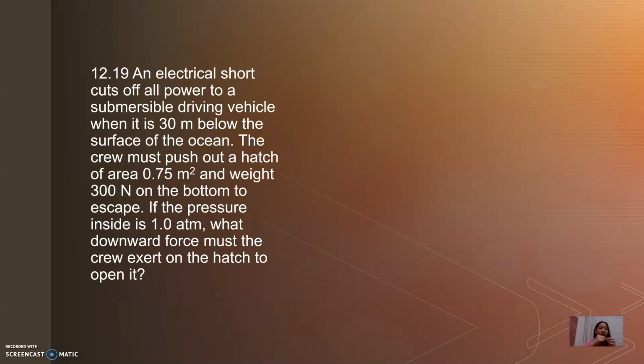Problem 12.9. An electrical short cuts off all power to a submersible diving vehicle when it is 30 meters below the surface of the ocean. The crew must push out a hatch of area 0.75 square meters and weighing 300 newtons on the bottom to escape. If the pressure inside is 1 atmosphere, what downward force must the crew exert on the hatch to open it?